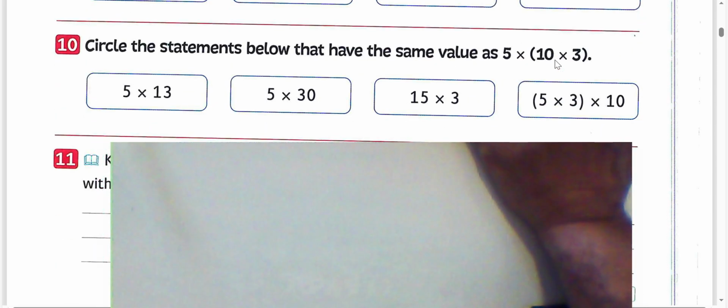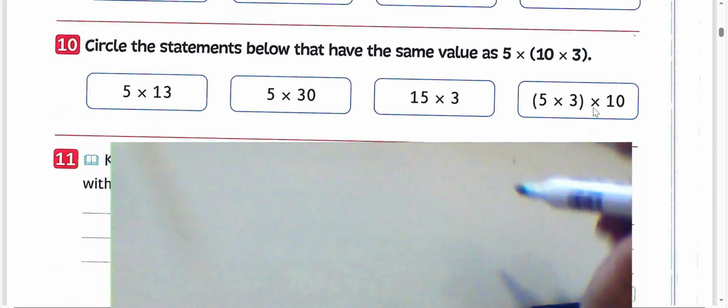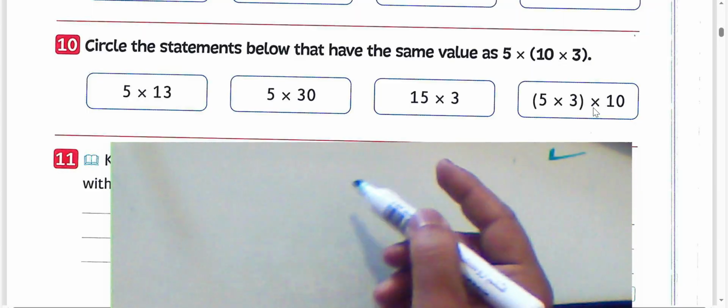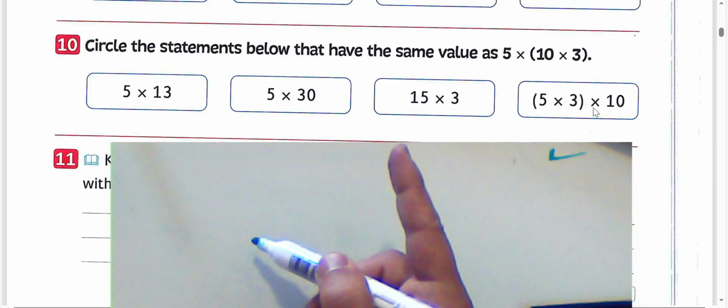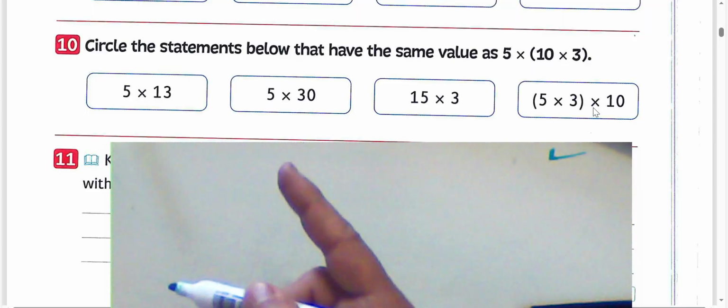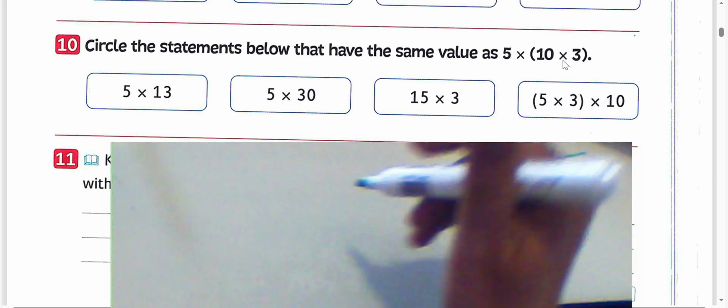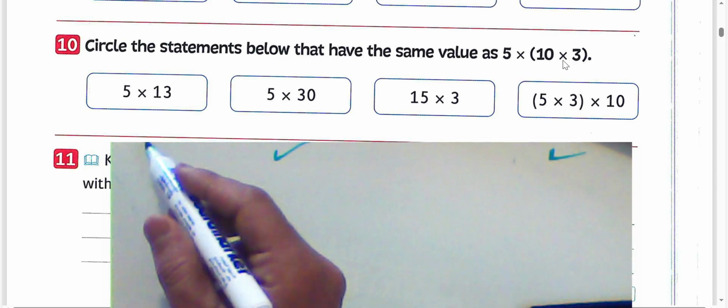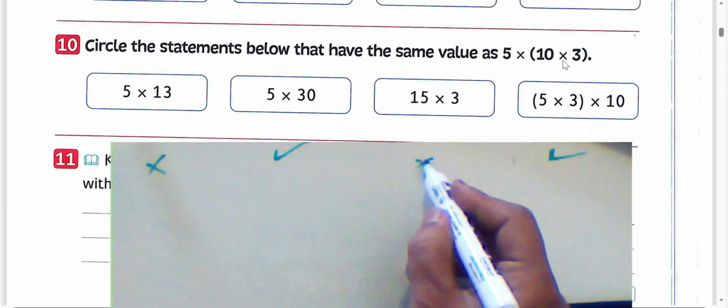5 times 10 times 3. We have 10 times 3 times 5. It's correct. And we have 30 because 3 times 10, look at here, 3 times 10 is 30, 3 times 5. 5 times 13, no, it's false, and this is false.